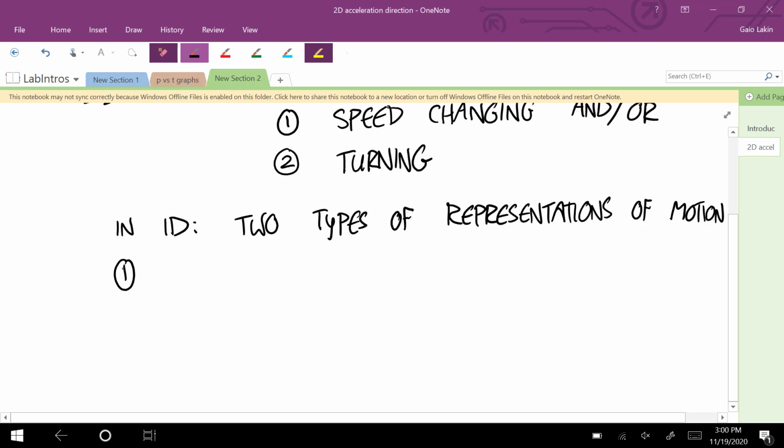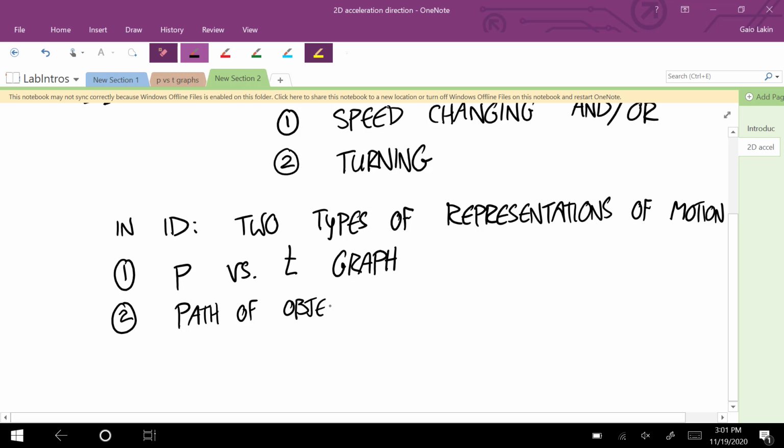The first one is a position versus time graph. And then the second one is a picture that shows the path of the object, and on top of that, you'll have a velocity and an acceleration vector drawn. It's very important that you make a distinction between these two things. When we go to two dimensions, the only thing we're going to have are these paths of the object with velocity and acceleration vectors drawn on. We're never going to have position versus time graphs anymore.